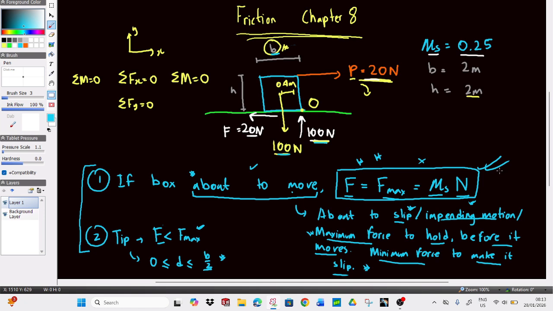But if they don't mention it, then you have to assume that tipping is also a possibility, where the frictional force is clearly less than F max, and the distance between the weight and the normal force has to be between 0 and half of the length itself. Because you know the weight is usually at the center of the body, that's why it's half of the length itself.